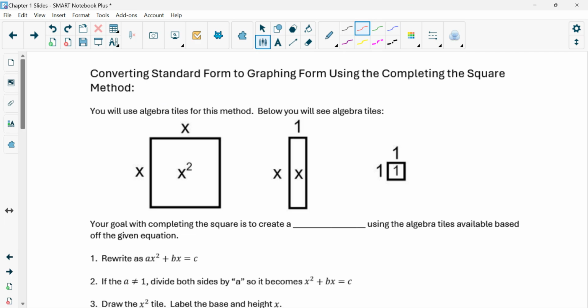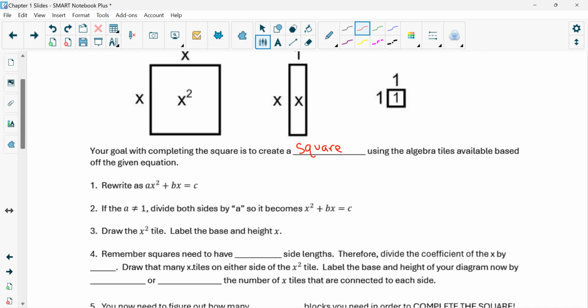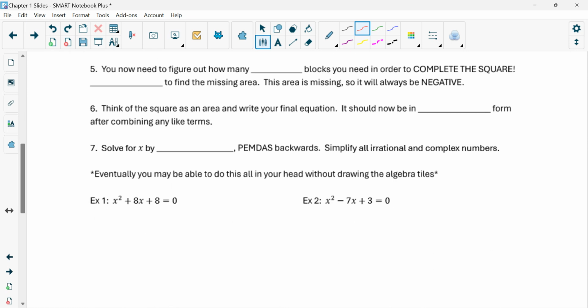So the whole goal of completing the square is to create a square using the algebra tiles that are given to you. So the first two steps are the same. First thing you want to do is move that constant over to the other side, and then if there is an a value, you are dividing everything by the a. So if we look at the example here, x squared plus 8x plus 8 equals 0. We're just moving that constant over. There is no a value, so I don't have to worry about doing that.